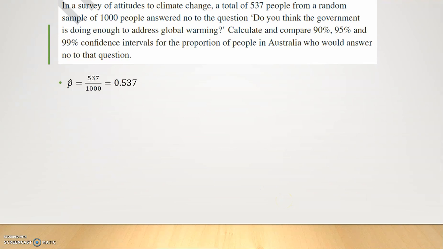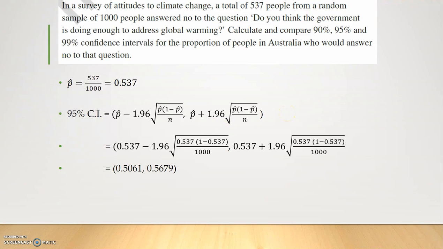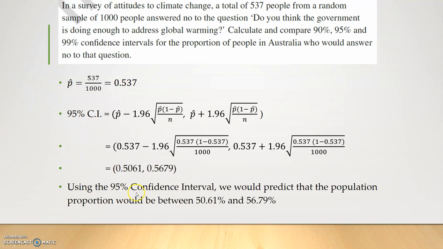Now let's do the same thing, but this time using the 95% confidence interval. The same value for p hat, the same sample size, but this time our K value is 1.96. When we calculate our 95% confidence interval, we find that the confidence interval is from 0.5061 to 0.5679. So this is roughly going to be 51% to 57%. This is a 95% confidence interval of 50.61% to 56.79%, and it's roughly going to be 6%.